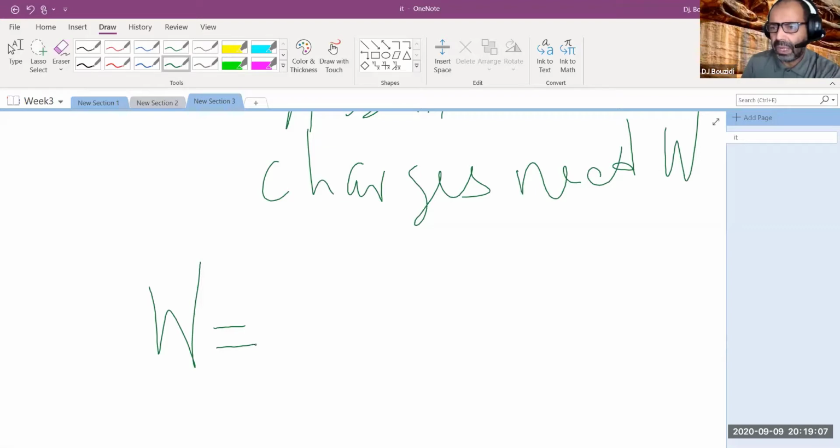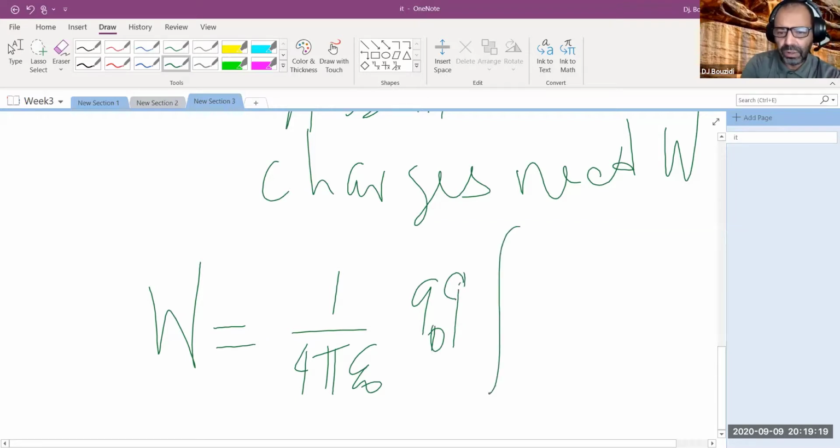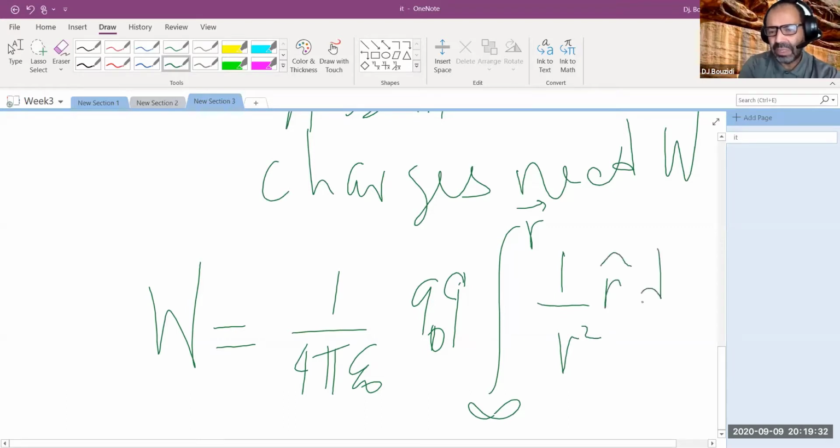So I'm going to plug in the value of the force, which is 1 over 4 pi epsilon naught times the charges, Q naught times Q. The integral is between infinity and r, okay? Of the force, and the force is 1 over distance squared times r hat times the displacement. Okay.